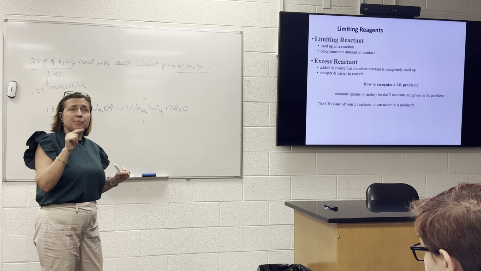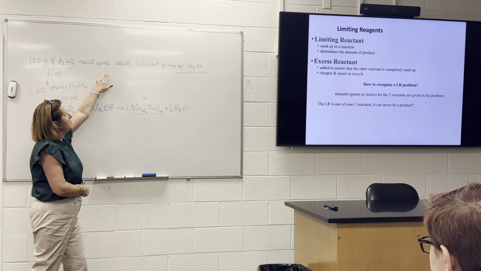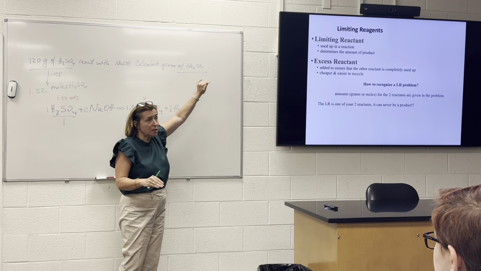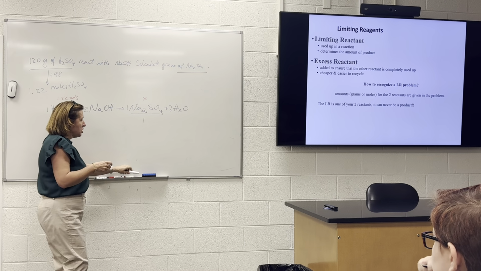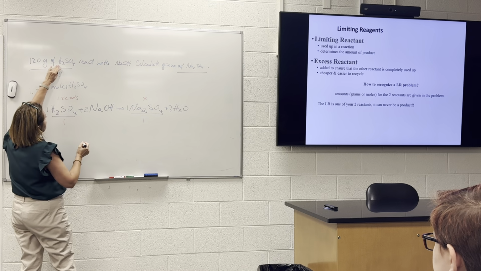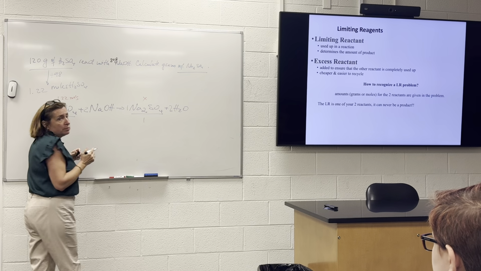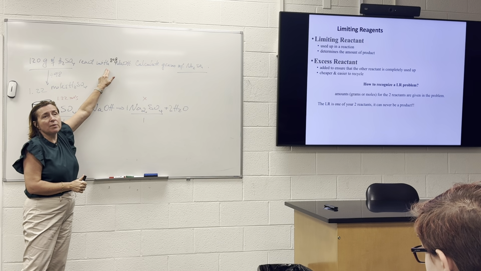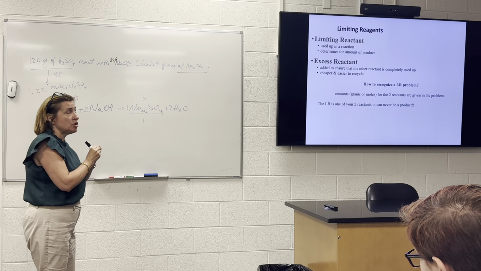So if we're looking at the problem that we just did 5 minutes ago, 120 grams of sulfuric acid reacts with NaOH, and you calculated the grams of Na2SO4. Perfect. This was not a limiting reagent problem because I only gave you 120 grams of H2SO4. What if I change this and I say react 120 grams of H2SO4 with 80 grams of NaOH? So I'm giving you the amount of the second reactant. This is now a limiting reagent problem because you have an issue.